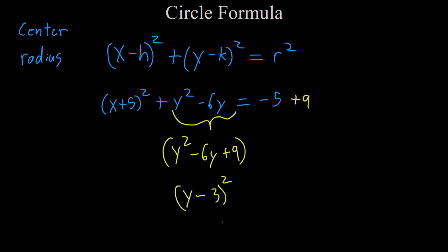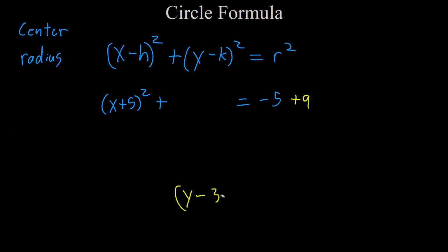Now we can rewrite our formula that we're given and substitute this (y − 3)² where we have the y² − 6y. So let's do that real quick. We'll have (y − 3) squared. Over here on this side, we have a negative 5 plus 9. This is going to equal a positive 4.